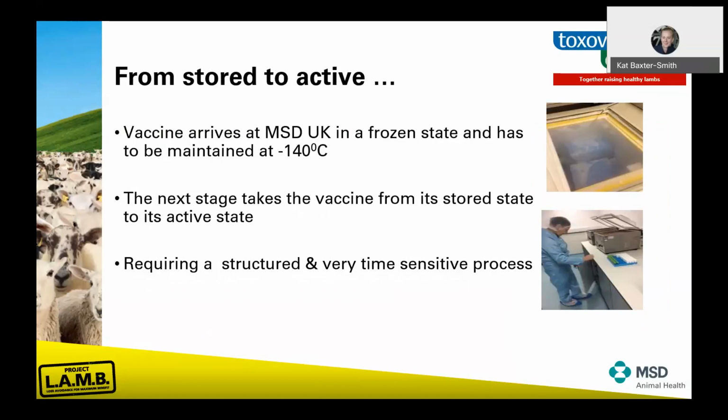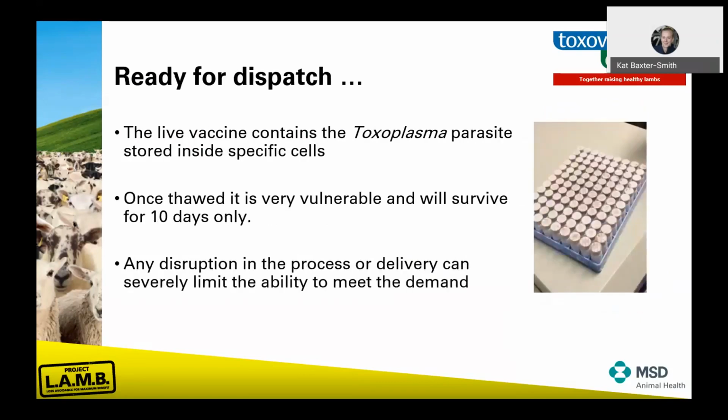So it's complicated to make. When it's being made in New Zealand, that's a very complicated and technical process. It then needs to be frozen and transported to the UK in a frozen state. It must be maintained at minus 140 degrees, so this transport is very important. Then it arrives at the plant in Milton Keynes and it is activated. This is quite a complicated process as well. It has to be unfrozen and activated, ready for use, and this is very time sensitive. When it is activated, it is ready to go. However, it is very vulnerable and will only survive for 10 days. So this is why we have Toxovax Direct.